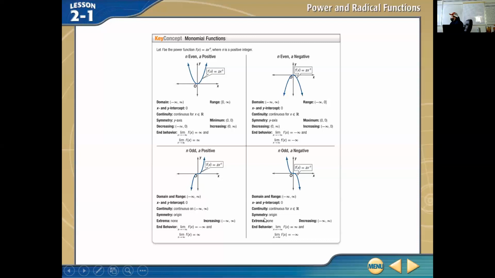Still no extrema. Instead of increasing, we are decreasing throughout the entirety of the graph. So as we move from left to right across our graph continues to go down. And then the end behavior is switched. So the limit as x approaches negative infinity, f of x approaches positive infinity. And the limit as x approaches positive infinity, f of x approaches negative infinity. Okay, this is a crucial part. So I'm going to give you like a minute or two to write that down.